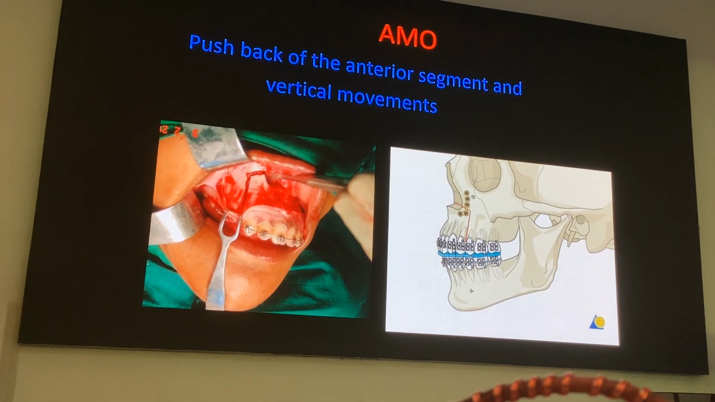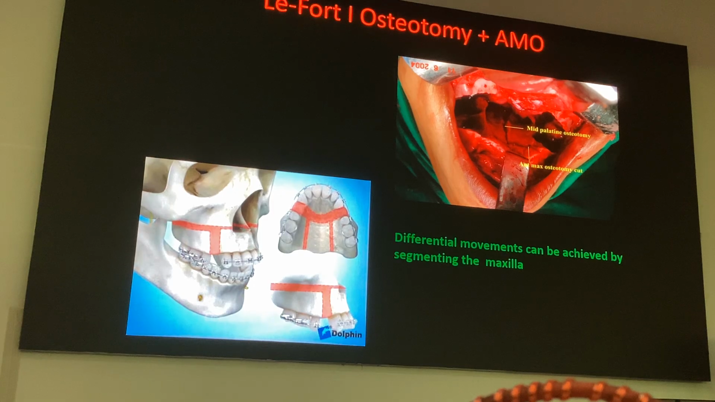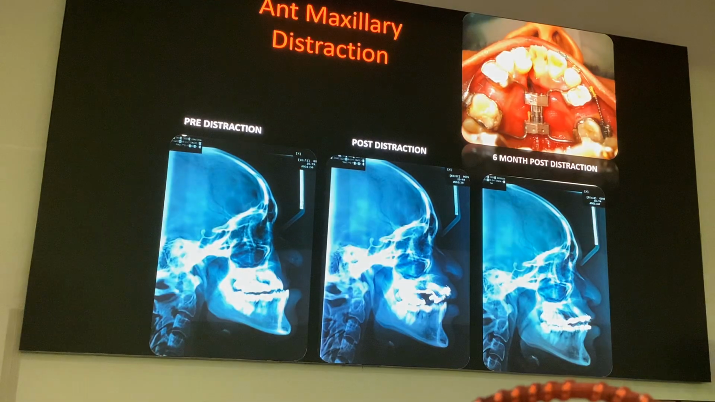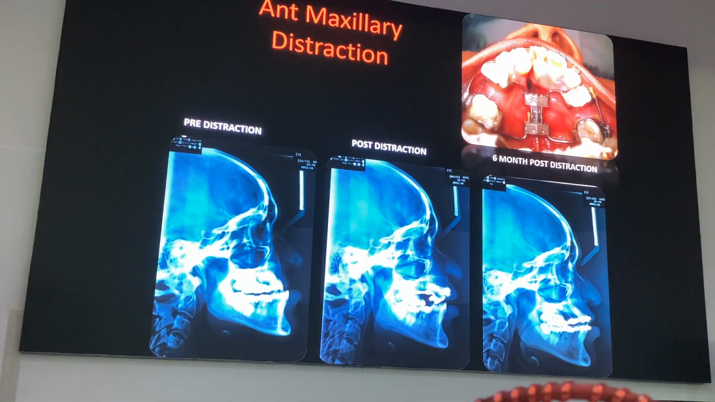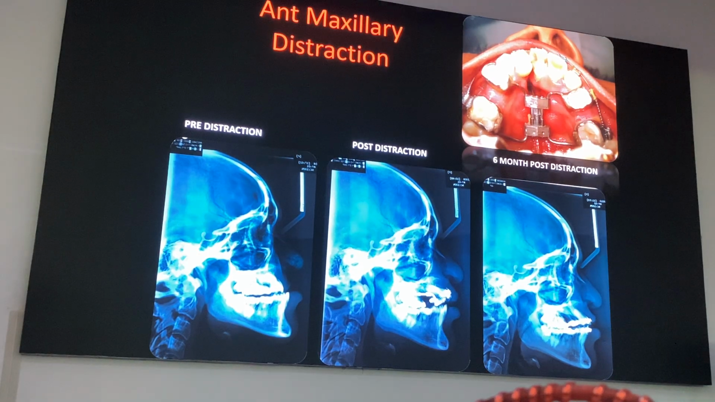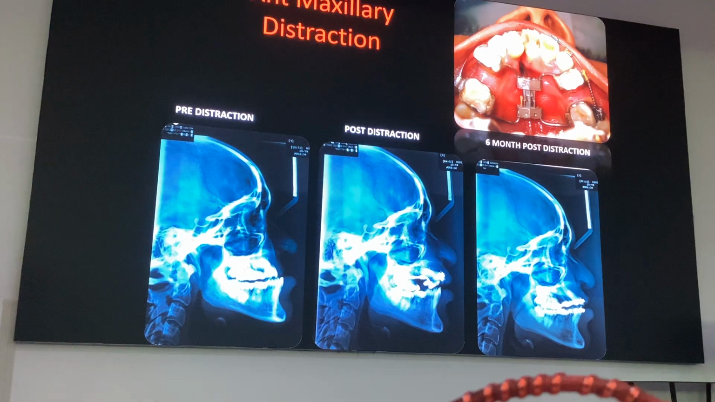I'm not doing the details, but again, remember you can have combinations. You can have a Le Fort I and anterior maxillary osteotomy and BSSO. Then anterior maxillary distraction is used for the cleft patients. Because why? Because if you try to move the maxilla forward, what would happen? Speech will get disturbed. Okay?